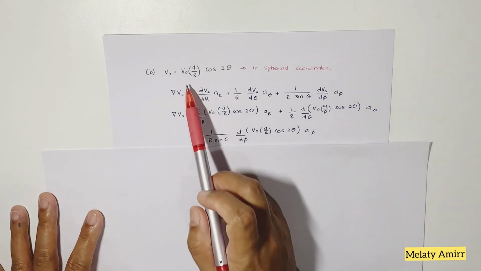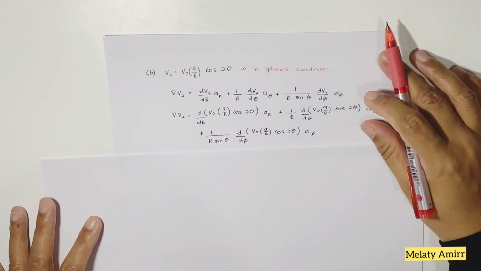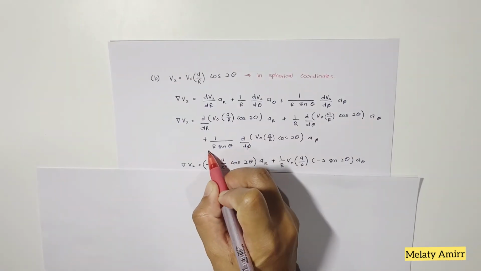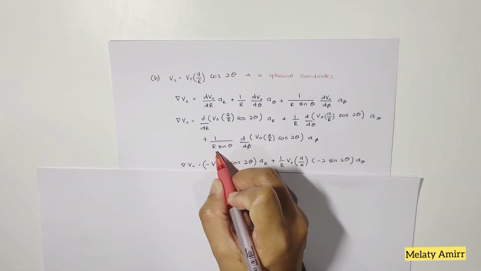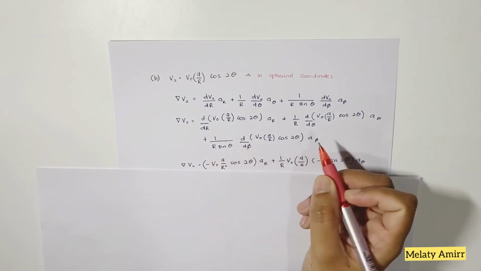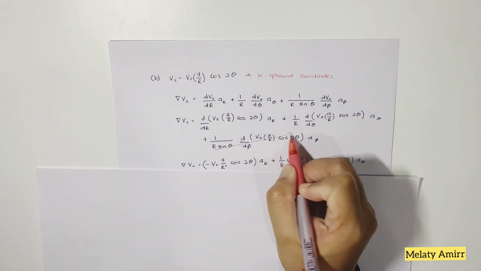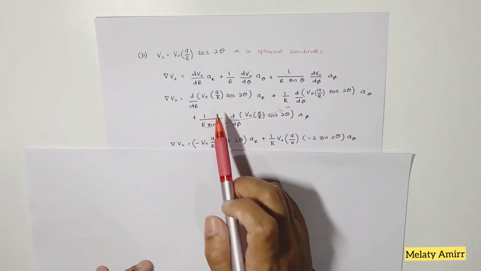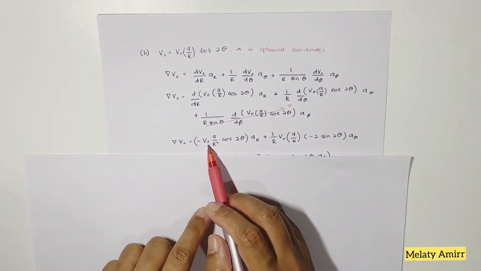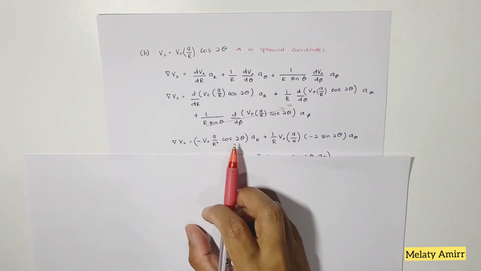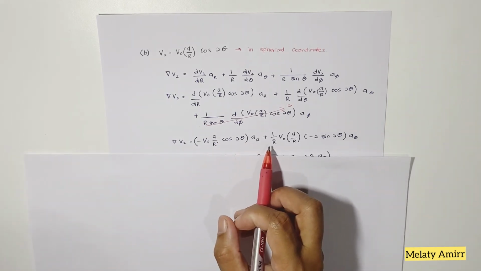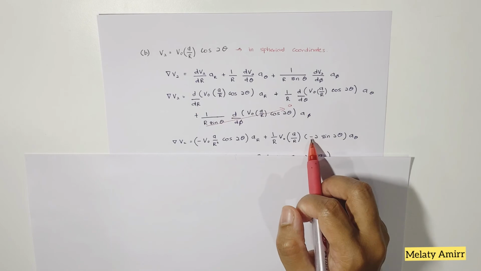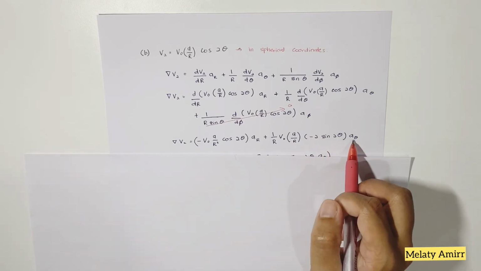But we know that in this equation, phi does not exist. So automatically, the third term is cancelled because you will get 0. Okay, 0 times 1 over r sine theta, you will get 0. So just cancel out. Only 2 terms are left here. So after you differentiate, you will get negative v naught a over r squared cos 2 theta ar plus 1 over r v naught a over r in bracket negative 2 sine 2 theta a theta.